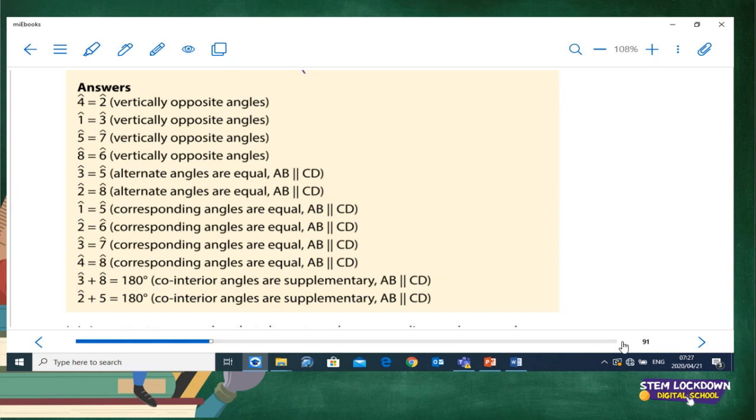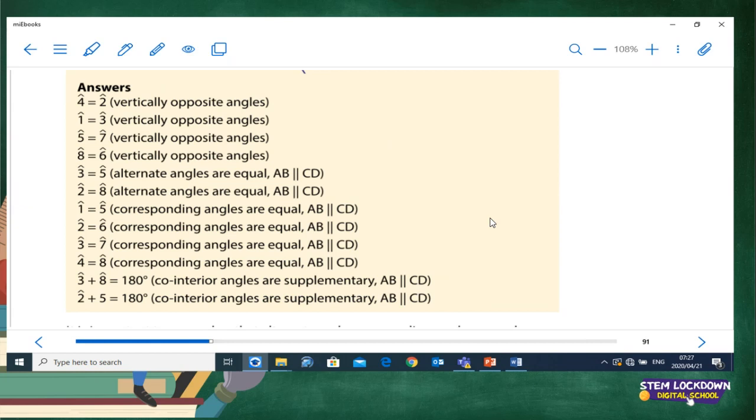Vertically opposite angles are equal. Alternate angles are equal. Corresponding angles are equal as well. But co-interior angles are supplementary, meaning that the sum of those angles is 180 degrees. And of course, that should be able to help you as we carry on. And of course, let me carry on with the lesson here.